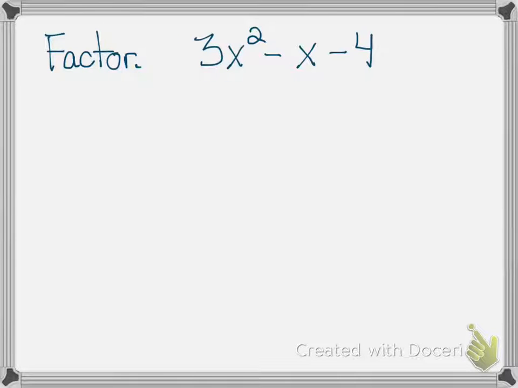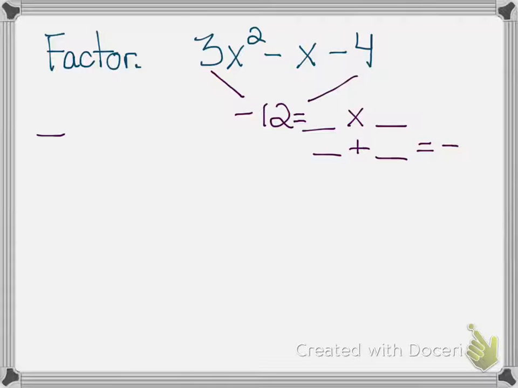First thing you're going to do is multiply your first and last term, which in this case gives me negative 12. And then, just like we do in class, you're going to find two numbers that work. So, what multiplies to give you negative 12? But when you add the same two numbers, they equal the middle number, which is negative 1. Yep. The two numbers that work are negative 4 and 3.